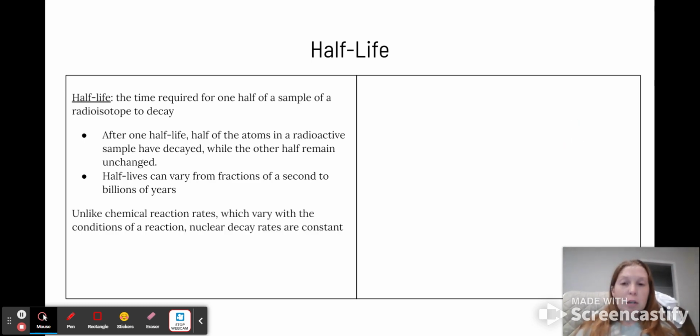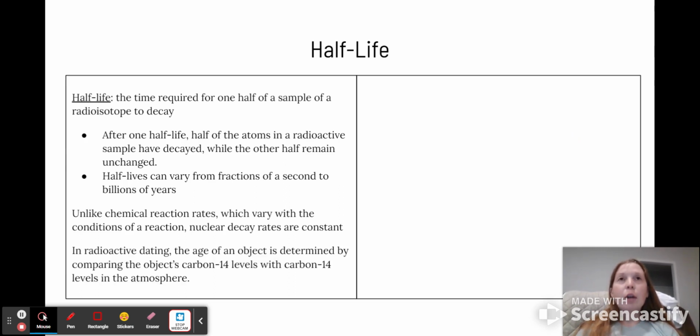And something that's important to understand is we can change the chemical reaction rate of reactions, as we've learned earlier, with temperature and concentration and pressure and things like that. If you change those in a nuclear reaction, that will not change the half-life. It is only dependent on the radioisotope you're looking at. It is a constant value. It will not change.